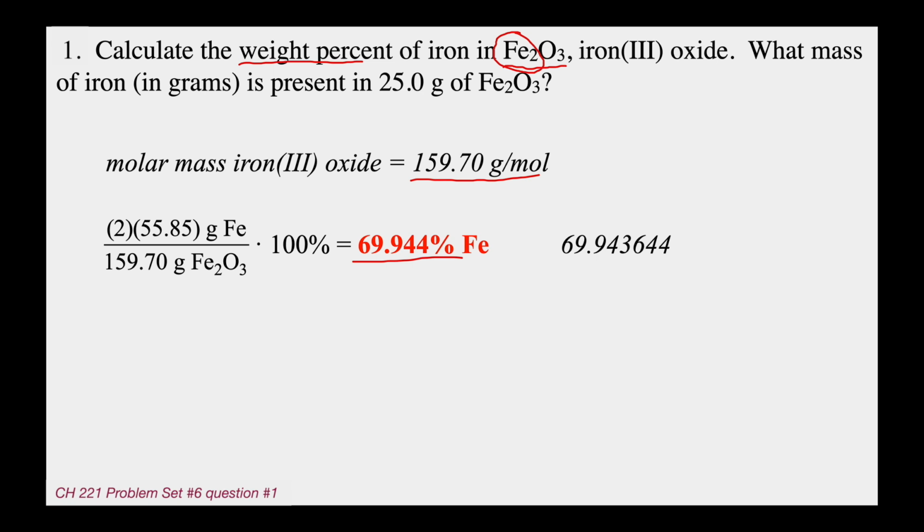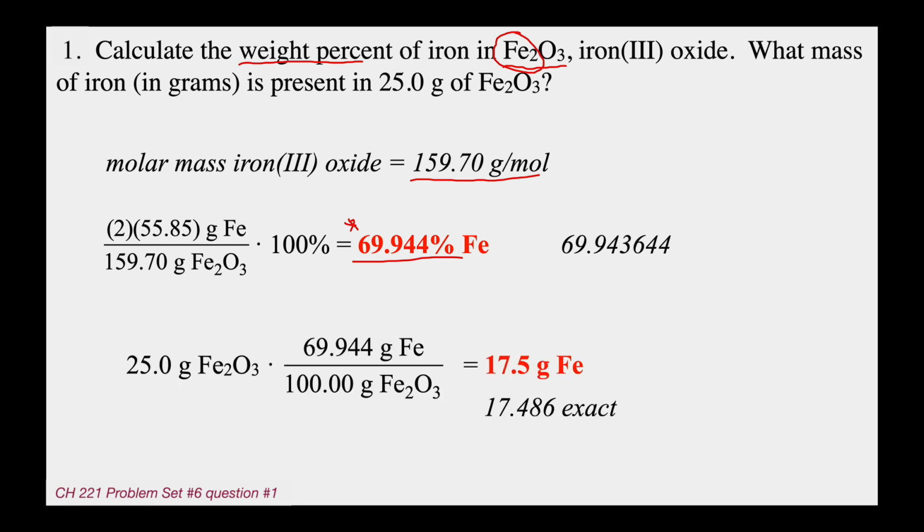All right, it doesn't really say. For the next part of the problem, we have 25 grams of iron 3 oxide, and we want to know how many grams of just iron we have. And that's where these weight percents are cool, because what that number means is that in 100 grams of Fe2O3, you would have 69.944 grams of just iron. And that's kind of like a relationship. You can use that as a conversion factor, because in the next part of the problem, you have 25 grams Fe2O3.